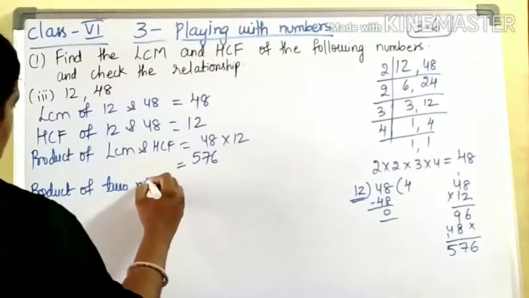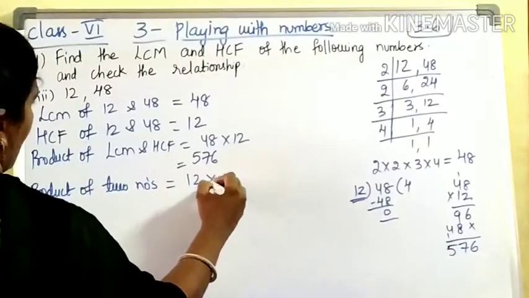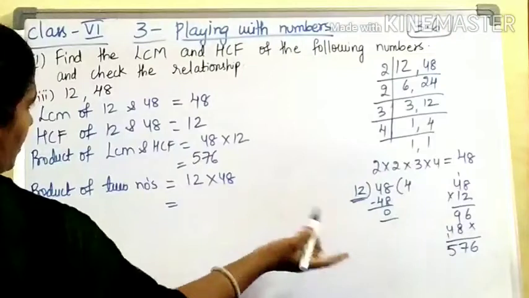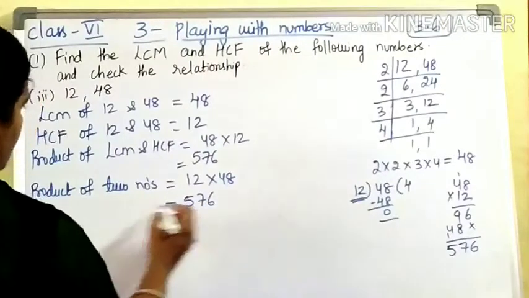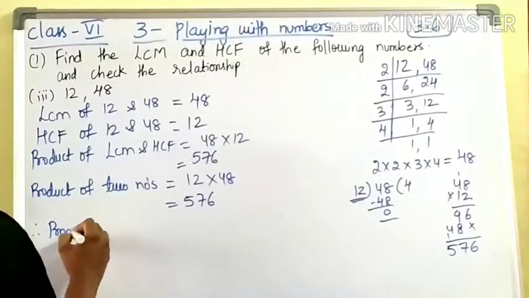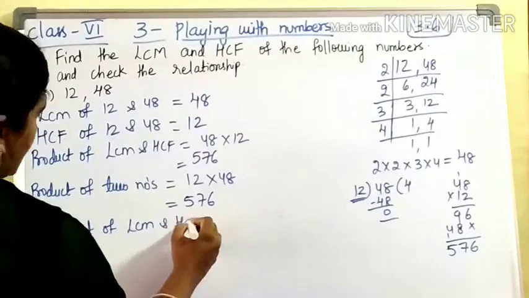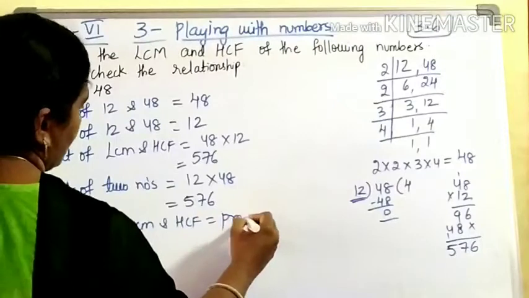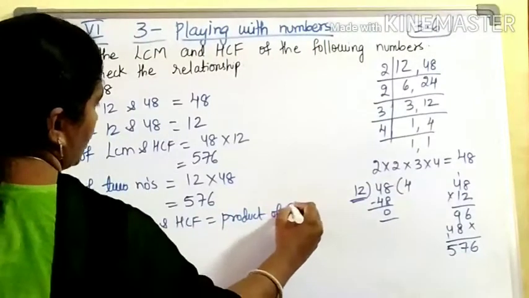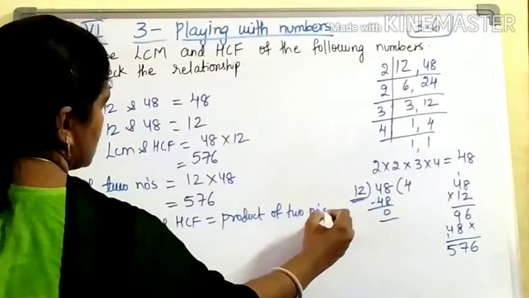Now next, the product of two numbers. What are the two numbers? 12 and 48. When you multiply 12 and 48 you are going to get 576. Therefore, the product of LCM and HCF is nothing but the product of two numbers.